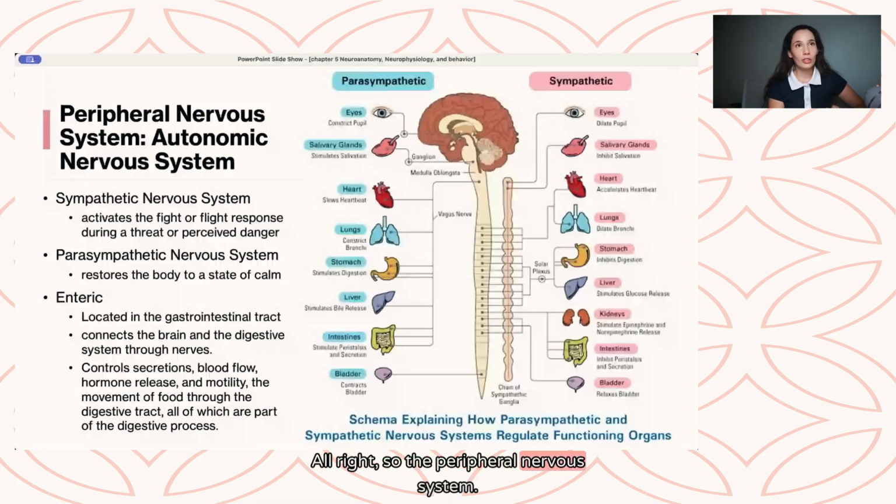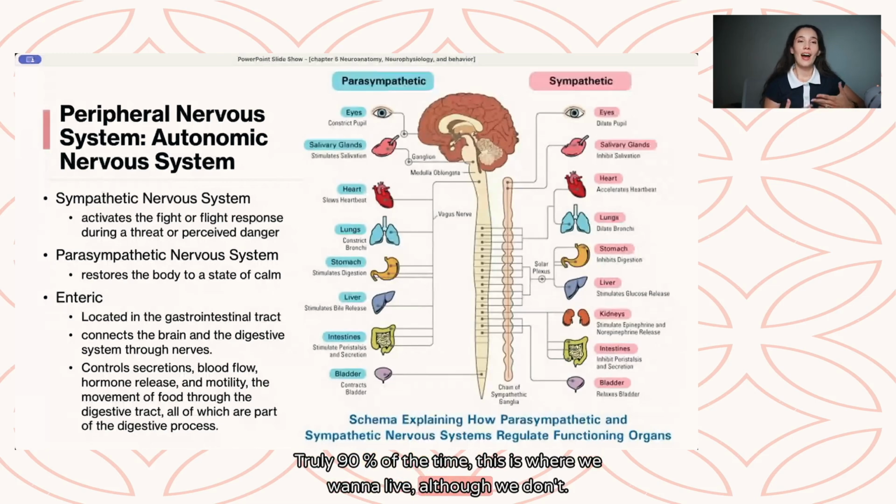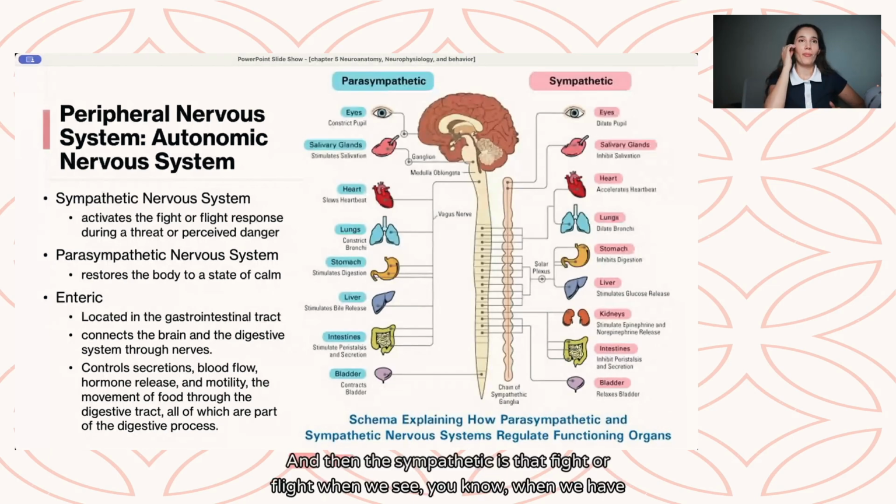All right, so the peripheral nervous system. Now we're moving from the central in the middle to the peripheral, so now we're on the outside. We have our parasympathetic and our sympathetic. Parasympathetic is really our rest and digest. It is what restores the body to a state of calm. Truly, 90% of the time, this is where we want to live, although we don't. And then the sympathetic is that fight or flight.